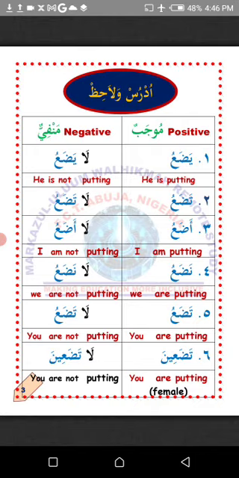Arba'a, number four, nadaw, we put or we are putting. La nadaw, we don't put or we are not putting. Hamsa, number five, tadaw, you are putting or you put. La tadaw, you are not putting or you don't put.